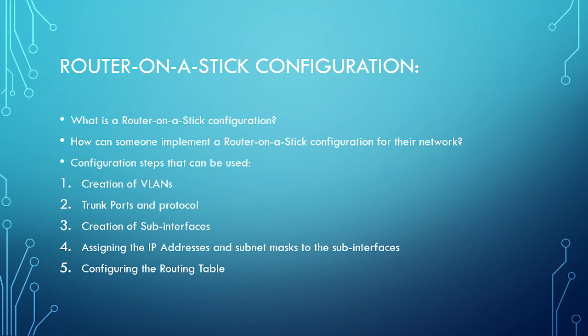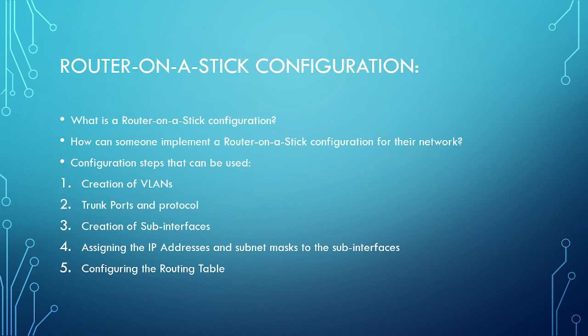Then what we need to do is to create the sub-interfaces as our third step onto the router by configuring each VLAN that the router connects to. So we can create a sub-interface on the router's physical interface. Once we create the sub-interfaces, our fourth step is to then assign the IP addresses and subnet masks to each sub-interface, where we can correctly configure each of the sub-interfaces' corresponding VLANs.